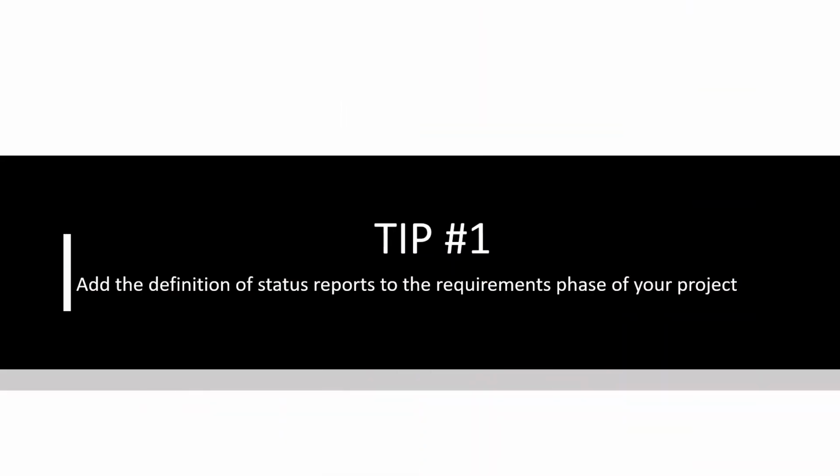All right, let's go. Okay, I promised you 3 tips, so here's the first one. Add the definition of status reports to the requirements phase of your project. Here's what I mean by that. Every project has a requirements gathering process that occurs at the beginning of the project. During this phase, we gather functional and non-functional requirements, and key stakeholders are part of this process, so there's never going to be a better time to speak with them about their reporting needs.